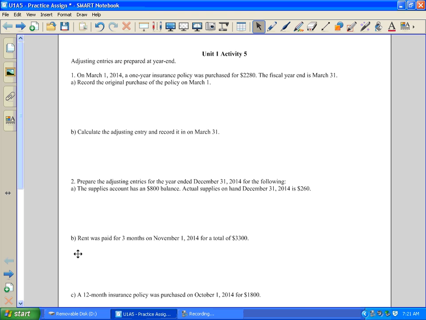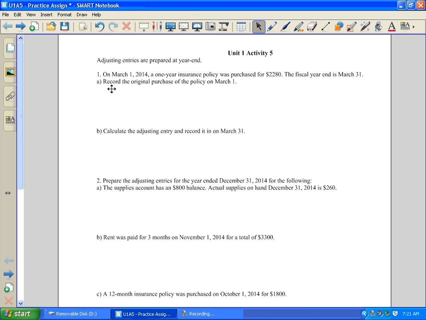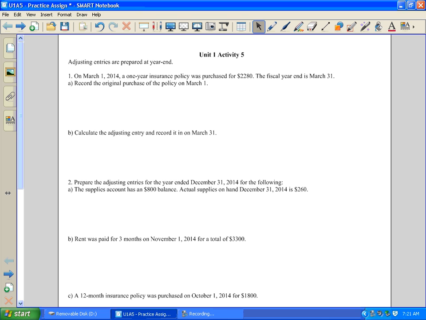Now, Part A asks us to record the original purchase of the policy on March the 1st. So this isn't an adjusting entry we have to do. We just have to record the purchase of the insurance policy on March the 1st.